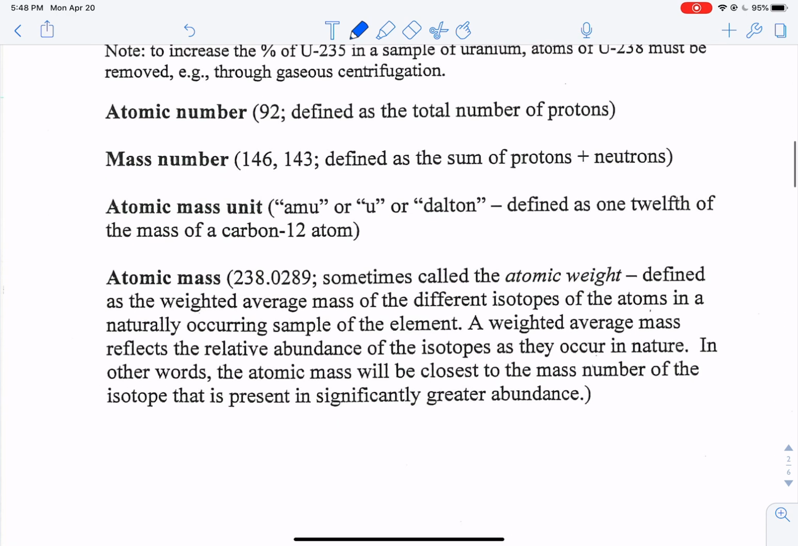The other thing you should note here is a reminder in chemistry of the difference between an atomic number and a mass number, which are whole numbers, and then your atomic mass, which is your weighted average, which is the weighted average of the isotopes of each of the forms of that particular element.